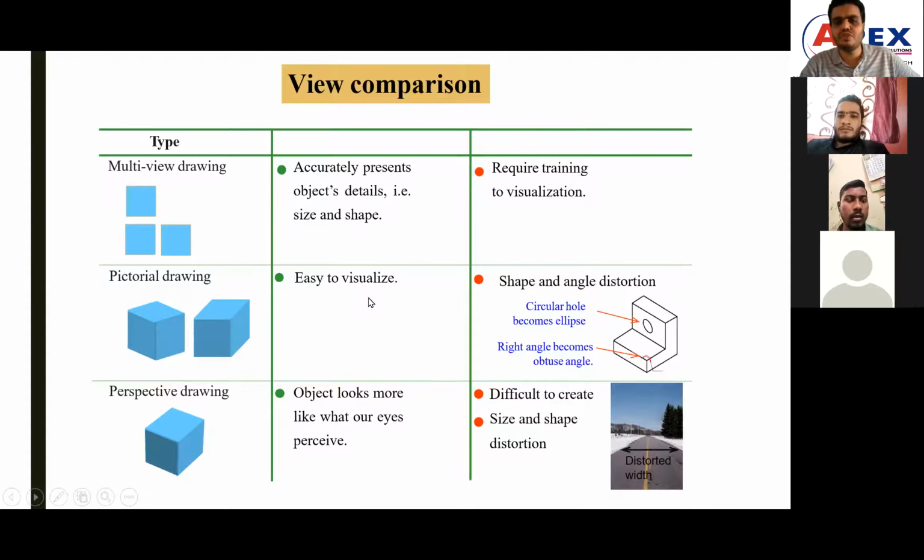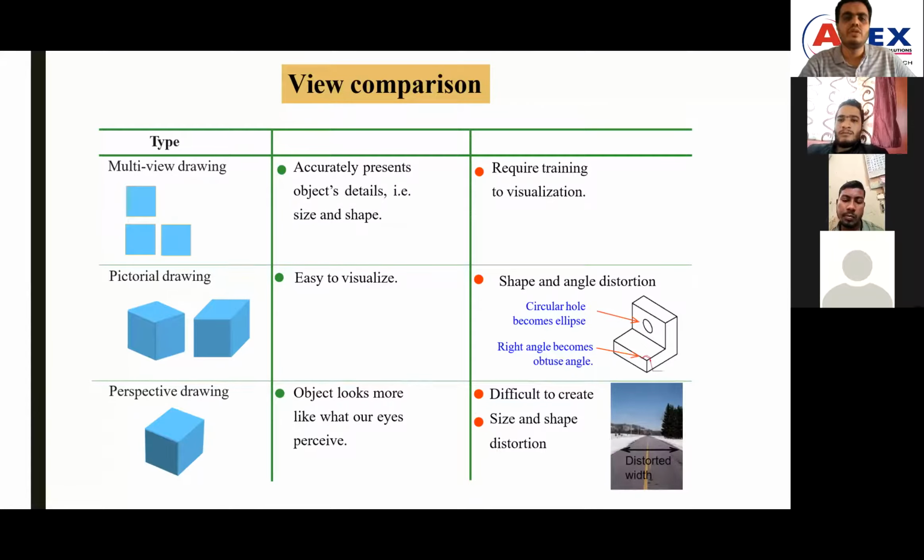Okay. So, pictorial drawings. They are easy to visualize, but there is size and angle distortion. If you use these drawings, a circular hole will appear like an ellipse, and a right angle becomes an obtuse angle. That's why we won't prefer these oblique pictorial drawings. In perspective drawing, the object looks more like what our eye perceives. But it is also very difficult to create, and size and shape distortion would be there. So that's why in engineering we use multi-view drawings, that is, orthographic drawings.